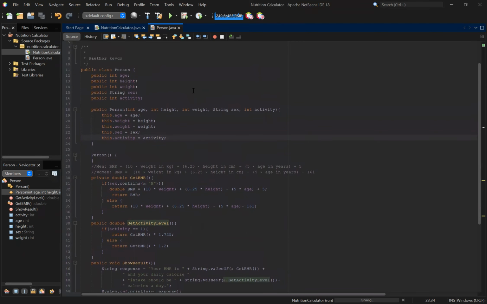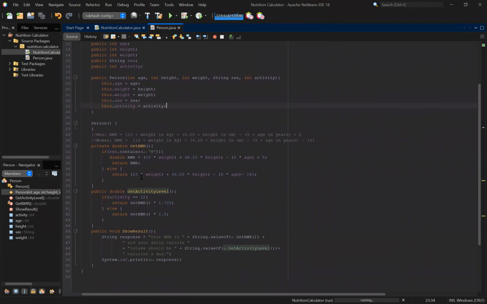Now, right here we also have the person's basal metabolic rate method, in which we are going to calculate their basal metabolic rate. This formula I found online. This one is adjusted to the metric system, and this is a variation of the formula, an adjustment to the formula if the user was female. This over here would be for a male.